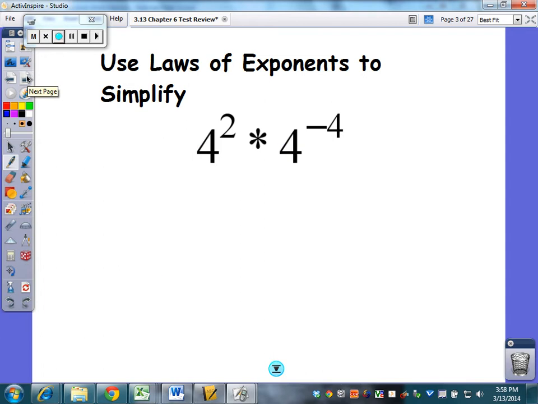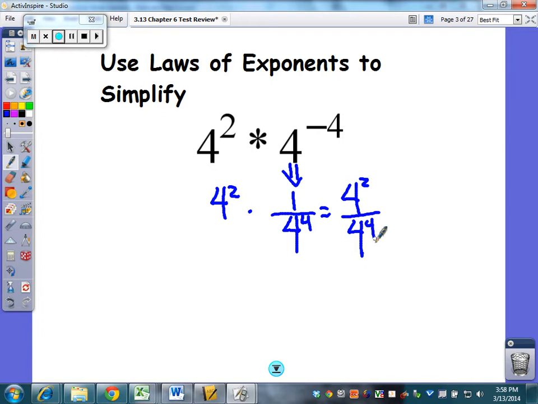When we look at this one, we see here that 4 to the negative 4th is the same thing as 1 over 4 to the positive 4th, and we still have this 4 squared here. So when we multiply this, we have 4 squared over 4 to the 4th power.